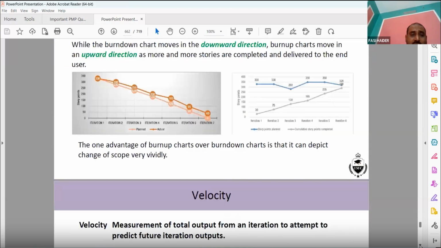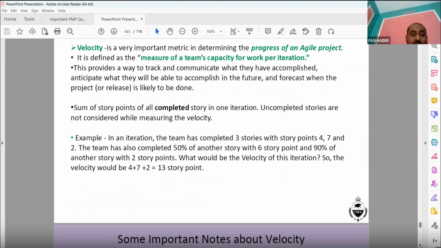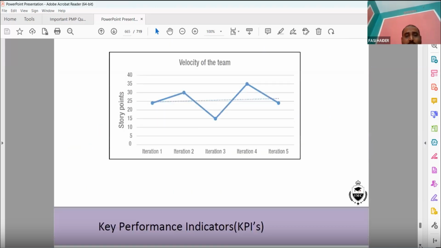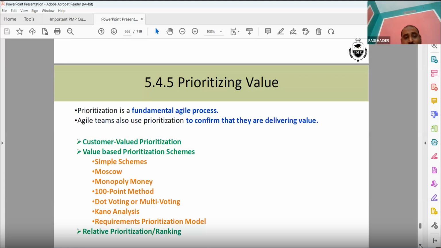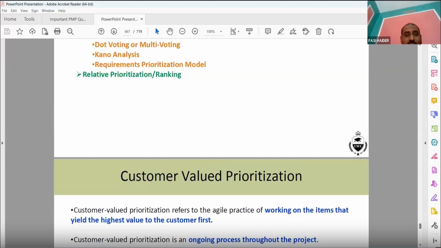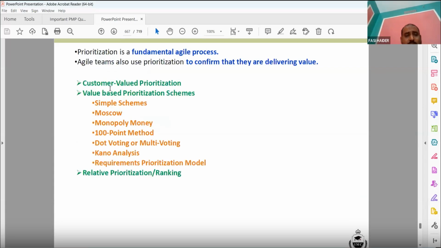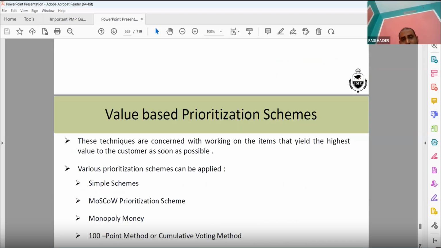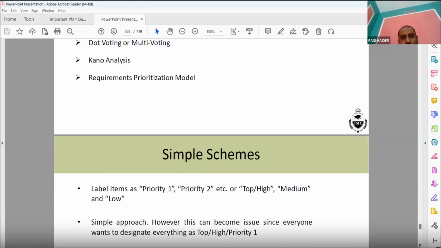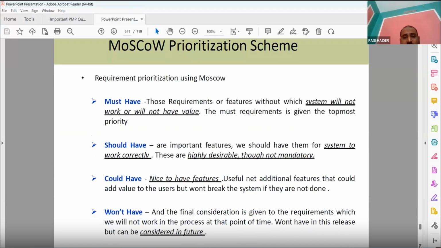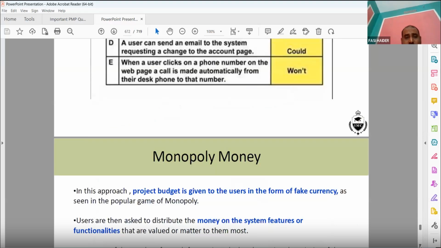Burn down chart, velocity is the measurement of how many of those 20 features have been achieved and which have not been achieved. Key performance indicator, prioritizing values: out of the 20 features, which one is the first feature you want to do? It is based on simple schemes, MoSCoW, monopoly money, and so on. Customer valued features are prioritized. When you say MoSCoW, it is which features are must have, should have, could have, won't have. So you classify what things have to be done out of the features.